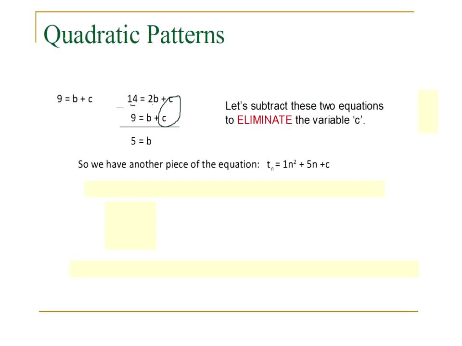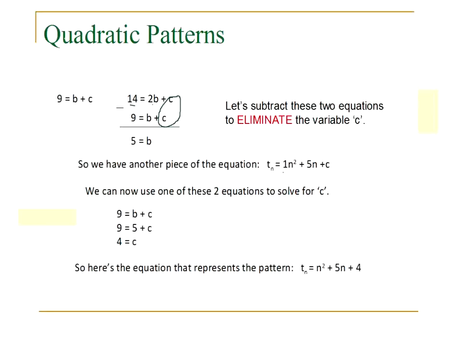I know my equation looks like this now. Tn equals 1n squared, that was my a, plus 5n plus c. I need to know that c value. Well, just like we did last week with elimination, I can use one of those equations now that I have b, and I can plug in b equals 5 to find that c equals 4. So now I have the equation that represents that pattern.